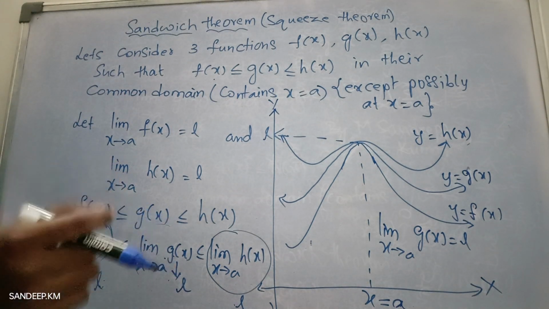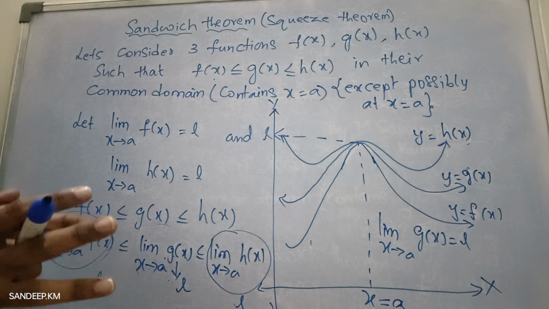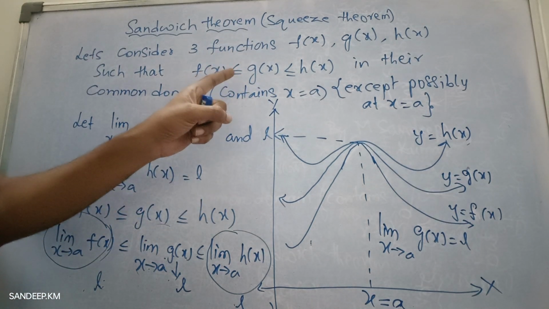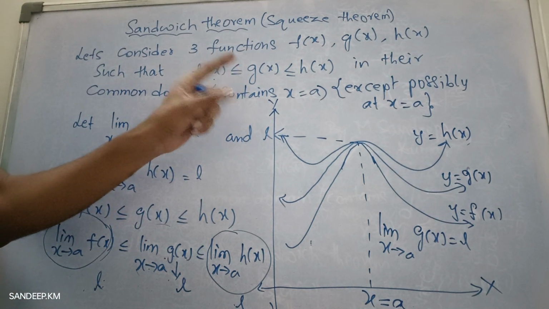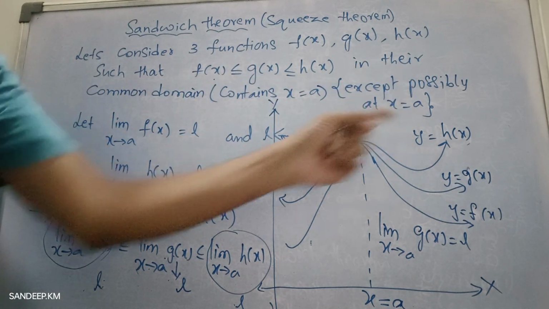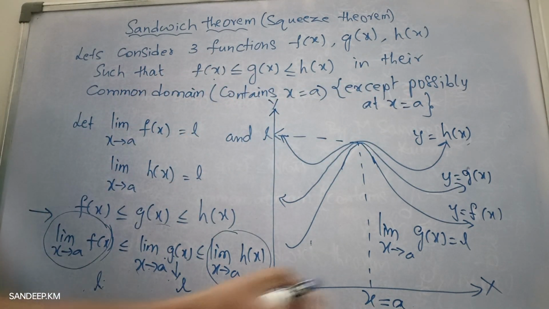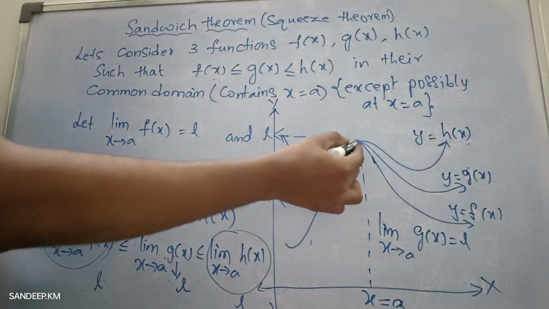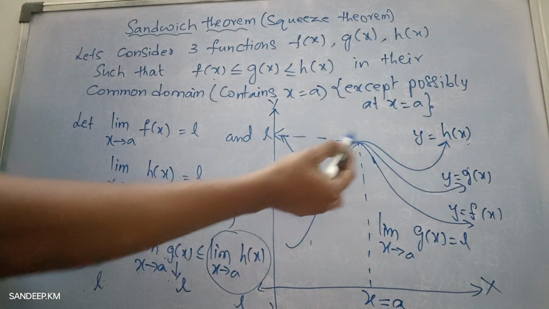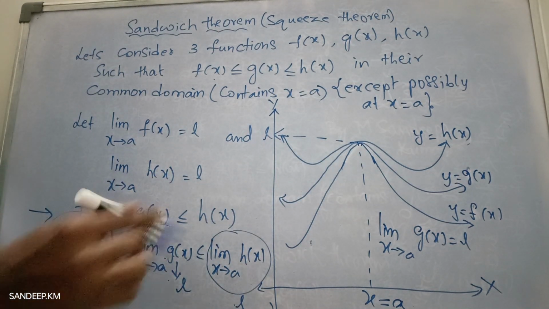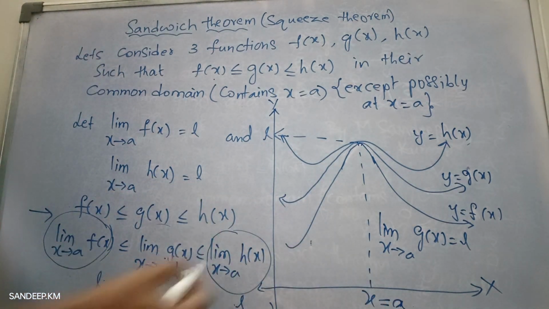But you have to understand one thing. What we should understand here is that this inequality exists only in the common domain of these three functions, except possibly at x equal to a. What is the meaning of it? It means when x is equal to a, we cannot say that h of a is defined or g of a is defined or f of a is defined. We cannot say anything about it. So exactly when x is equal to a, we don't know what happens to these three functions.